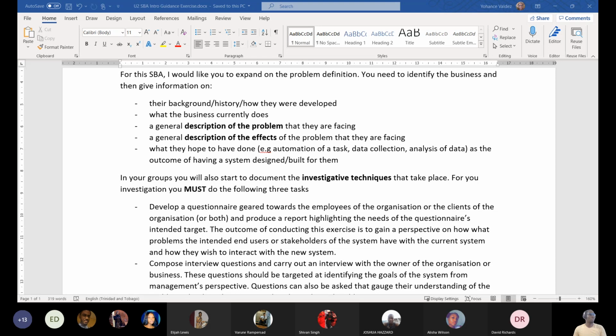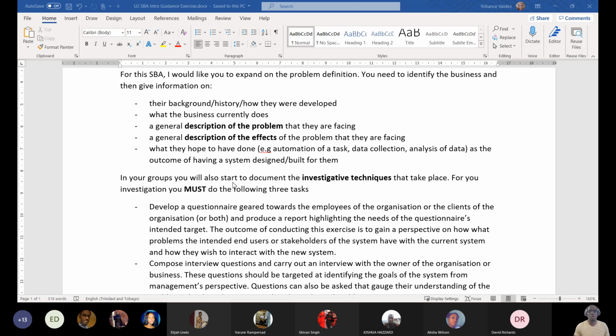Okay. So, right, we move forward. We want to start getting to the cause, or the root, of the issue now. So in our groups, we want to start to document the investigative techniques that take place. As a group, you had to agree on your problem definition section, whether you took a look at the old one or you created a new one.